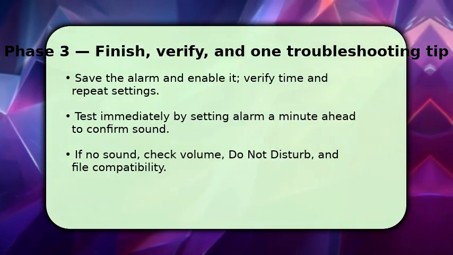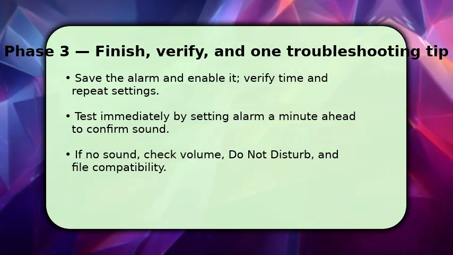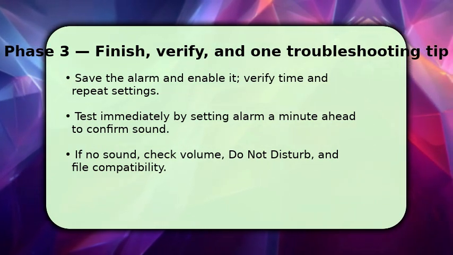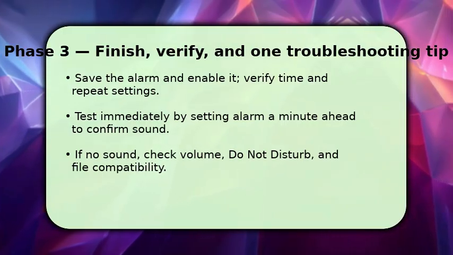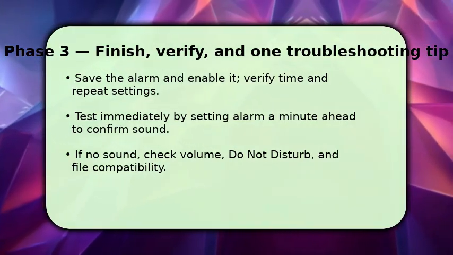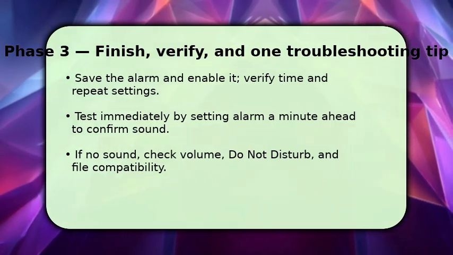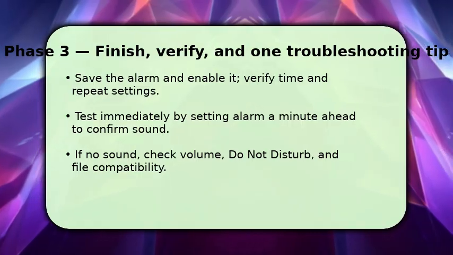You should test immediately, set the alarm 1 minute ahead, then wait to confirm the chosen sound plays. If you don't hear anything, make sure media and alarm volumes are up, that Do Not Disturb allows alarms, and that the audio file is compatible with Android. If problems persist, change to a default tone to isolate whether the file is the issue.